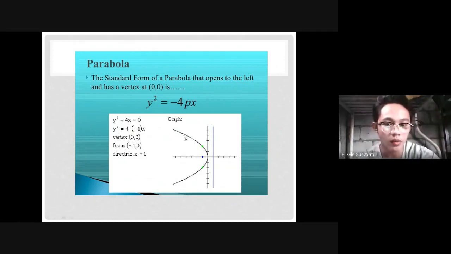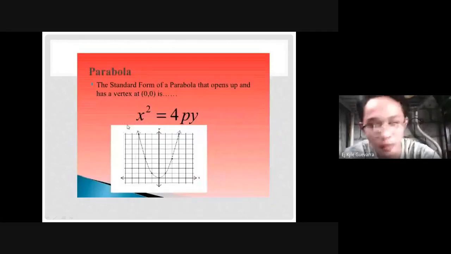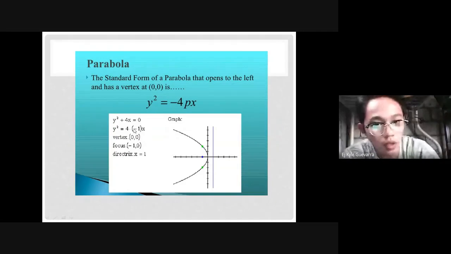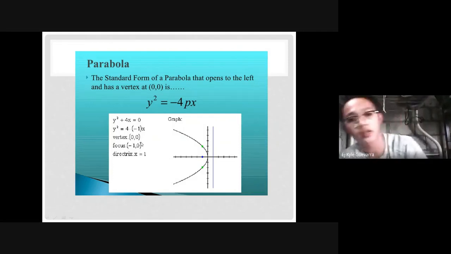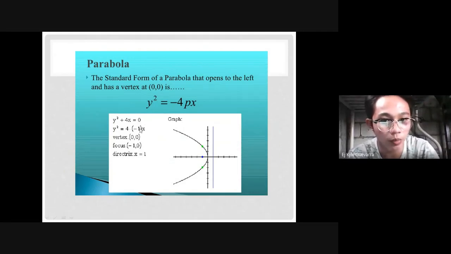The given example is y squared plus 4x equals 0. So, y squared equals negative 1 times 4x, since we transfer the term. The vertex is (0, 0). The focus is (negative 1, 0). Where does the negative 1 come from? We think of a number that, when multiplied by 4, gives negative 4. So, negative 1 is our p, that point. So, our focus is (negative 1, 0).